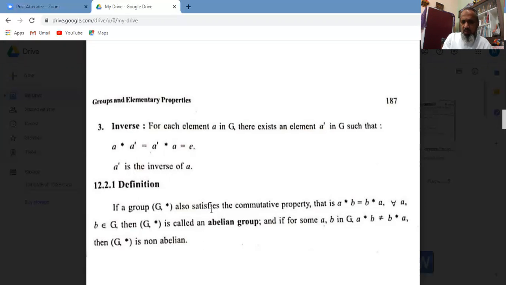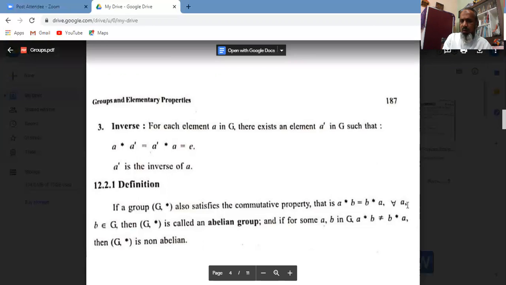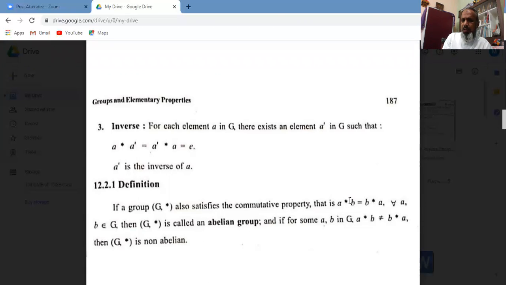Then the definition of an abelian group: if a group G comma star also satisfies one more property, that is the commutative property. So what is the commutative property? A star B is equal to B star A for all A, B belongs to G. If we take two elements such that A star B is equal to B star A, this is satisfied. With respect to addition, the commutative property is A plus B is equal to B plus A. With respect to multiplication, the commutative property is A into B is equal to B into A.